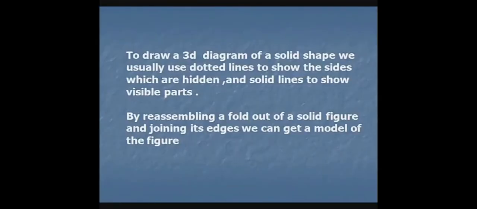Now, we will see that by assembling a fold out of a solid figure and joining its edges, we can get a model of the figure. This is very important. When you join the edges, finally you will get the required 3-dimensional shape. So, you can open it and make it into a net diagram, and when you close it, you make it 3-dimensional. How you are going to open it and how you are going to close it: these are the 2 important things you are going to learn in this area.